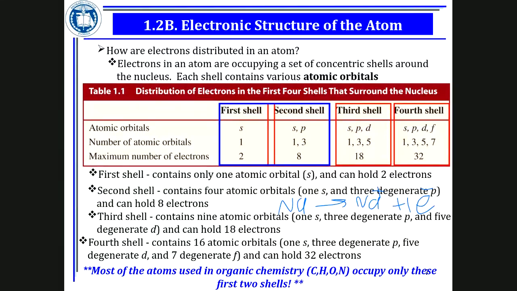And you also need to know from general chemistry the maximum number of electrons that goes to each orbital type. 2 electrons is the maximum number of electrons that goes into s orbital. 6 is the maximum number of electrons that goes to p orbital, and 10 is the maximum number of electrons that goes to d orbital. 14 is the number of electrons that goes to f orbital.